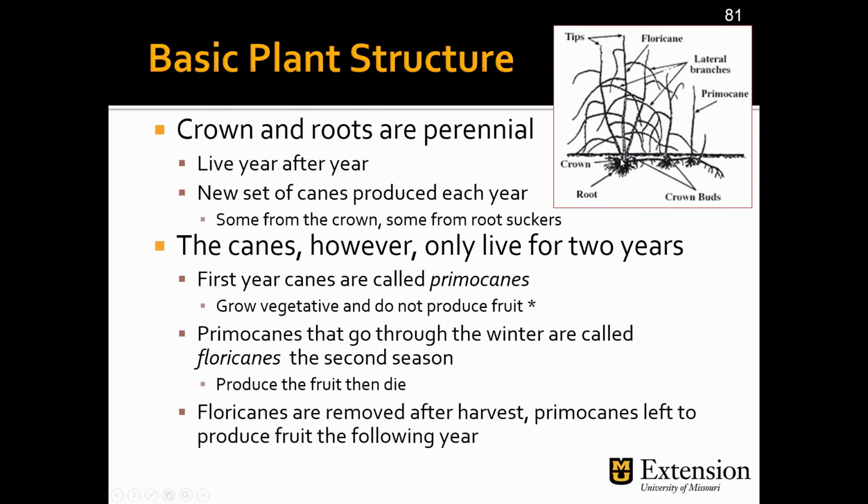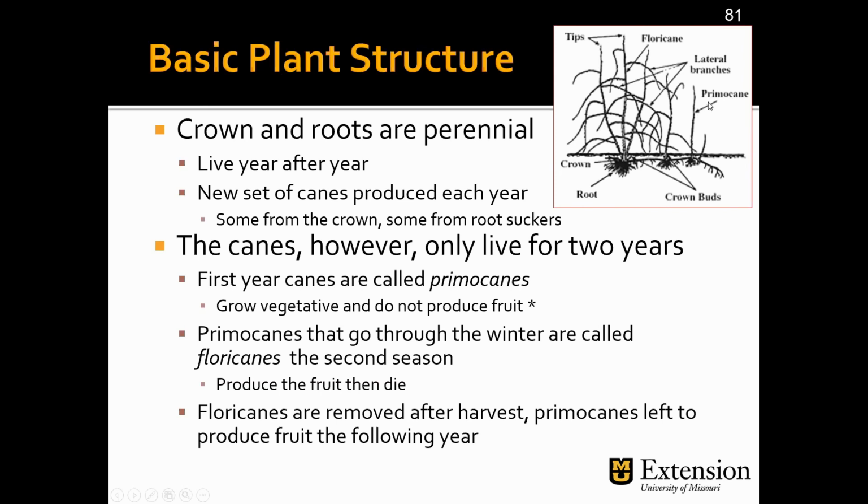Now the roots and the crowns are perennial. That means that when you plant them, they're going to come back every year. And what happens is, from the crowns, you're going to have these canes coming up. If it's a first-year cane, a young cane that's under a year old, it's going to be called a primocane. And typically, depending on the varieties, these canes are not going to produce any fruit. There are some exceptions, but primocanes are not going to produce fruit.